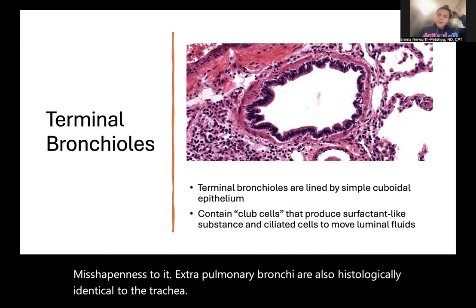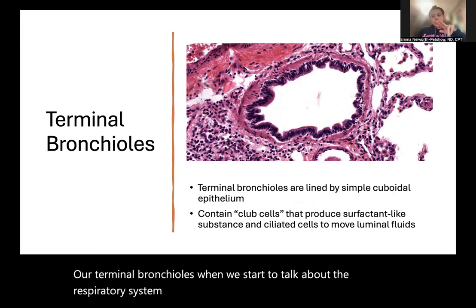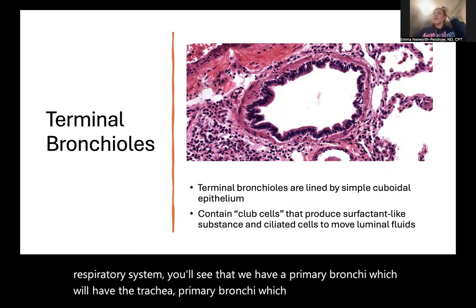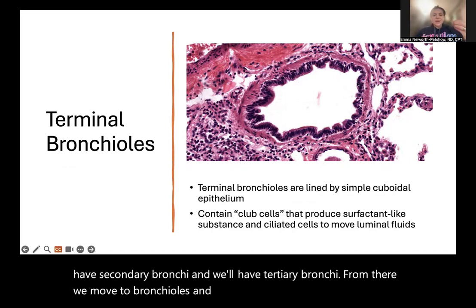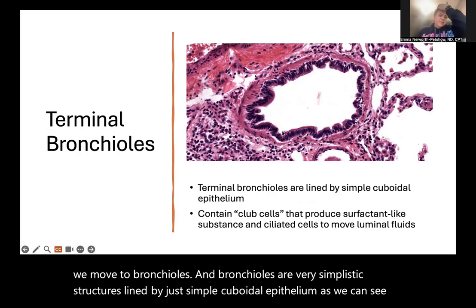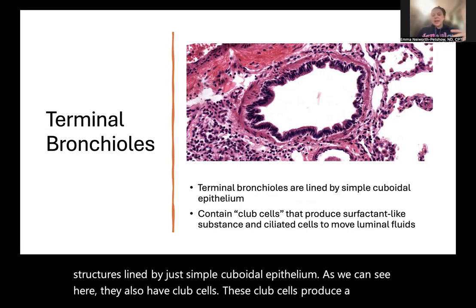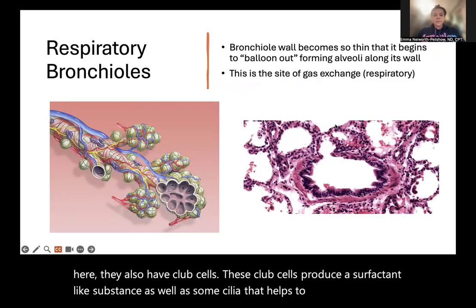Our terminal bronchioles, when we start to talk about the respiratory system, you'll see that we have the trachea, primary bronchi, which is right and left. We'll have secondary bronchi, and we'll have tertiary bronchi. From there, we move to bronchioles. And bronchioles are very simplistic structures lined by just simple cuboidal epithelium, as we can see here. They also have club cells. These club cells produce a surfactant-like substance as well as some cilia that helps to move fluids throughout.